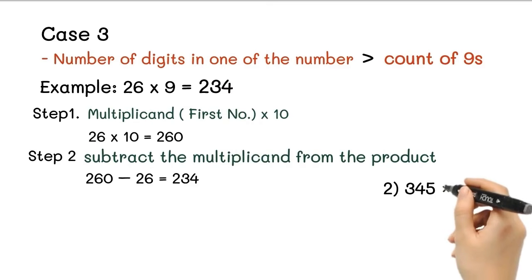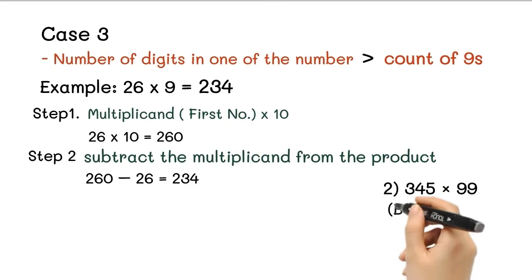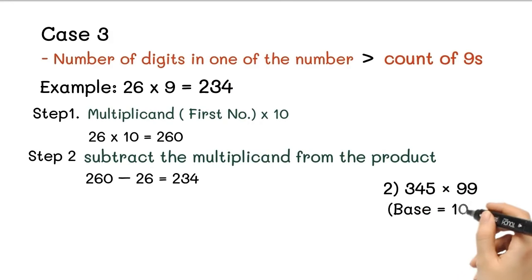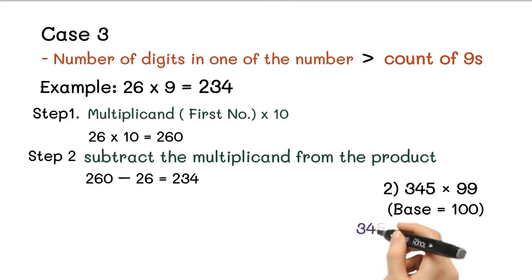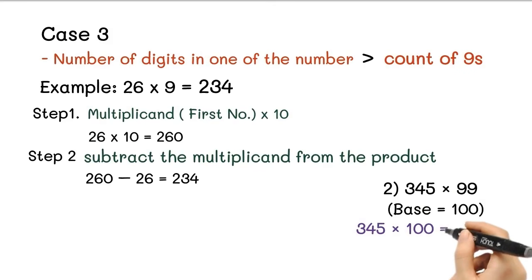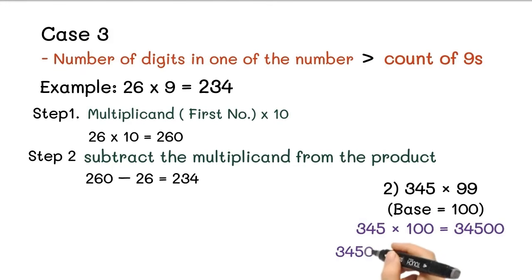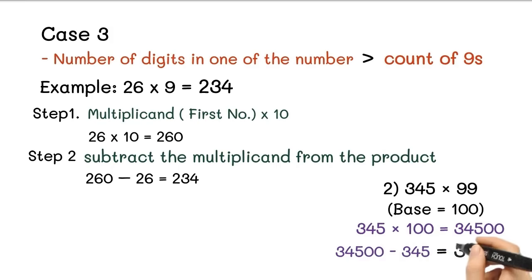Second example is 345 times 99. For 99, the base number is 100. So multiply 345 times 100 equals 34,500. Now do the subtraction. 34,500 minus 345 equals 34,155. And this is your final answer.